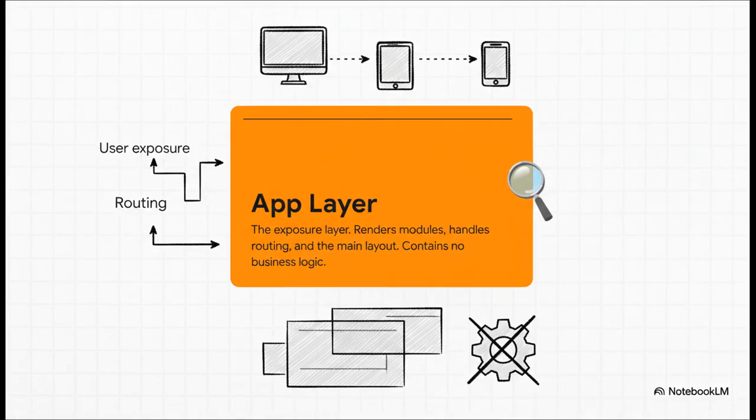And finally, we have the app layer. This is the final assembly line, the thing at the very top that puts everything together for the user. It handles routing, the main page layout, and decides, okay, for this URL, I'm going to render this module. And just like our component layer, it has 0 business logic of its own.